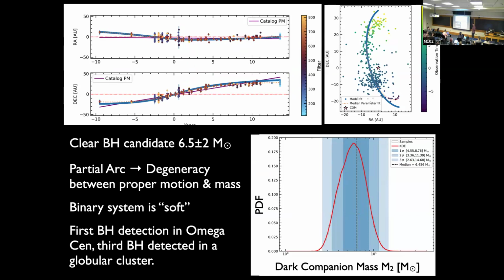We still are not observing the whole orbit, so we have some degeneracy between our inferred proper motion and mass, but that degeneracy actually leads us to higher masses. It's very clearly a black hole candidate. One interesting thing is that this binary system is soft, meaning it shouldn't live the lifetime of the cluster. It should be destroyed by interactions with other stars in the cluster, and yet it's there. This is the first stellar mass black hole detection in Omega Cen, and the third black hole detected in a globular cluster. So it's a very rare object and definitely interesting.